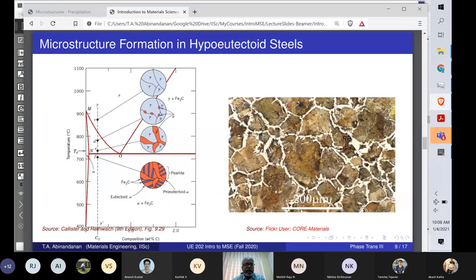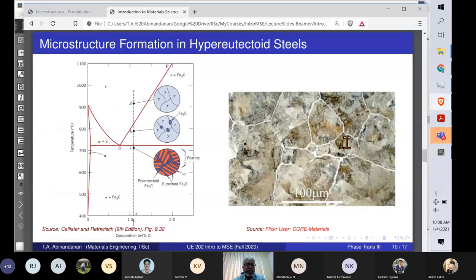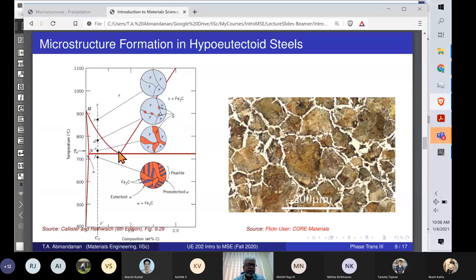Okay, let's just move on. Hypoeutectoid steels and hypereutectoid steels are basically on either side of the eutectoid. If you go to lower carbon content, they are called hypoeutectoid. And of course, they undergo first the formation of ferrite before the pearlite transformation happens. The formation of ferrite typically happens along the prior austenite grain boundaries. You can see this necklace-like thing surrounding each austenite grain. And the interior eventually undergoes this pearlitic transformation.